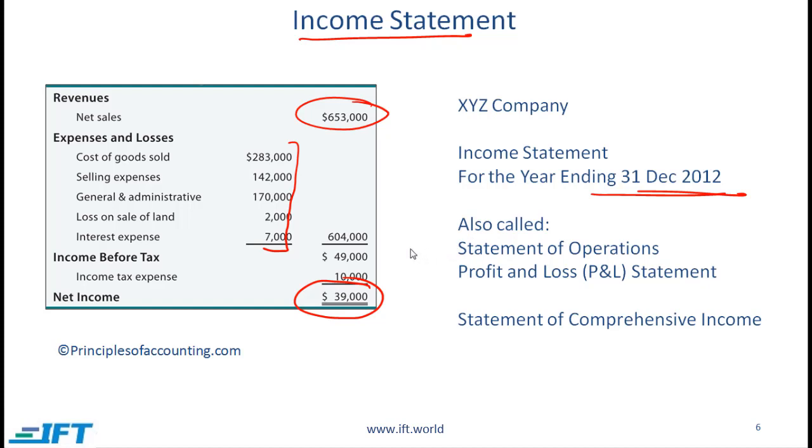The income statement is also called the statement of operations. It is also called the profit and loss statement or the P&L statement. You also need to recognize the fact that there is a more comprehensive definition of income, and that is covered in the statement of comprehensive income. I will not cover comprehensive income at this stage. I will cover it later when we discuss the income statement and balance sheet. But just recognize that there is also a definition of income that goes beyond the regular net income.